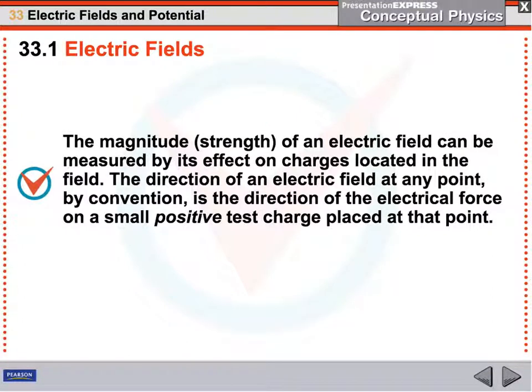The magnitude or strength of an electric field can be measured by its effect on charges located in the field. The direction of an electric field at any point by convention is the direction of the electric force on a small positive test charge placed at that point. This is important, that we're working with positive charges.